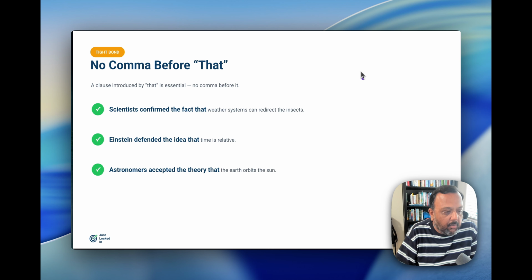Now, this is another one, which is a clause introduced by that. All right. So that is essential. So you should have no comma before it. Like for example, scientists confirmed the fact that weather systems can redirect the insects, right? You don't say that scientists confirm the fact that, comma, or fact, comma, that. All these are incorrect usages, right? So just use that without any punctuation. Einstein defended the idea that time is relative. Astronomers accepted the theory that the Earth orbits the Sun.